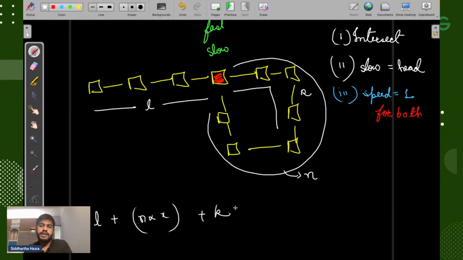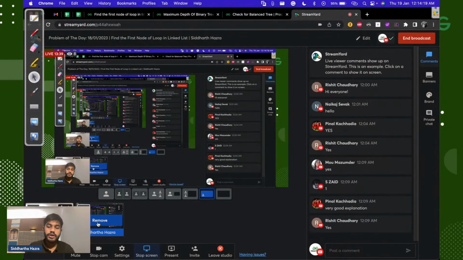So this is the thing. When they intersect, reset the slow pointer to the head, and then they should both move at speed 1. Okay, am I clear with this? I drew a random linked list and had this proved. Now tell me quickly if this thing is clear, and then we will move to the coding part. You need to remember the 3 steps.